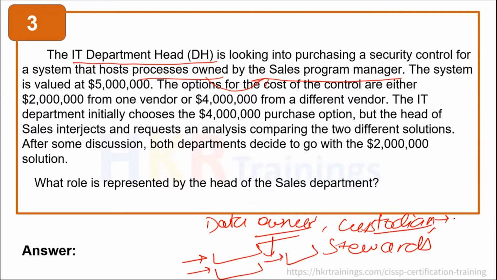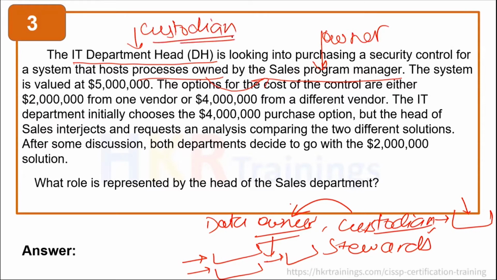A custodian's responsibility is to put the technical controls in place to enforce the requirements of owners on the data. In this case, the sales program manager seems more like an owner, and the IT department head is more of a custodian, because they'll be responsible for choosing the right controls to enforce the requirements of the owner on the sales processes owned by the sales program manager. So the question is, what role is represented by the department head of the sales department?